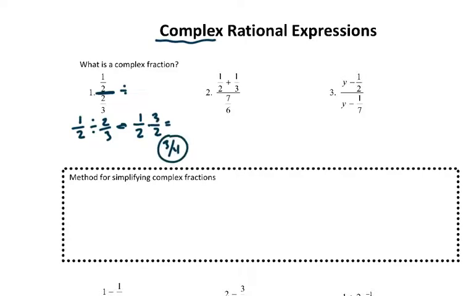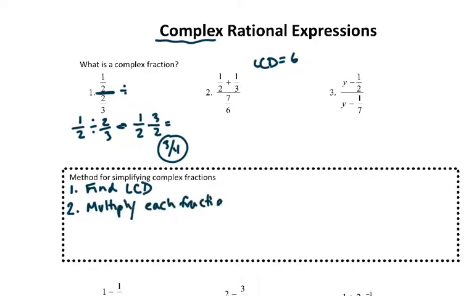But when you have multiple fractions inside fractions, you're going to want to follow these steps. So you're going to want to first find our good friend, the LCD. So in this number 2, the LCD looks like 6. Then we're going to multiply each fraction by the LCD. And what we're really doing is multiplying the entire numerator and entire denominator by the LCD, right?